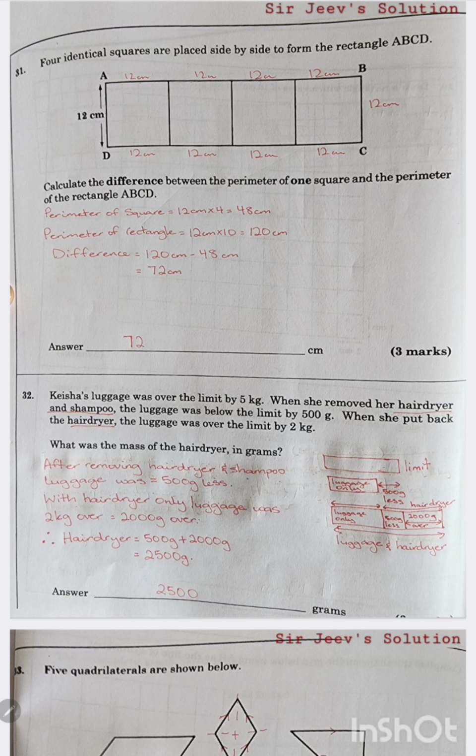Given that it is 4 squares put side by side, each length will be 12 centimeters. So we have 12 centimeters for one side, and it is 10 sides forming the perimeter of the rectangle. So 12 multiplied by 10 is 120 centimeters. Difference means to subtract. So 120 centimeters take away 48 centimeters, and we end up with 72 centimeters.